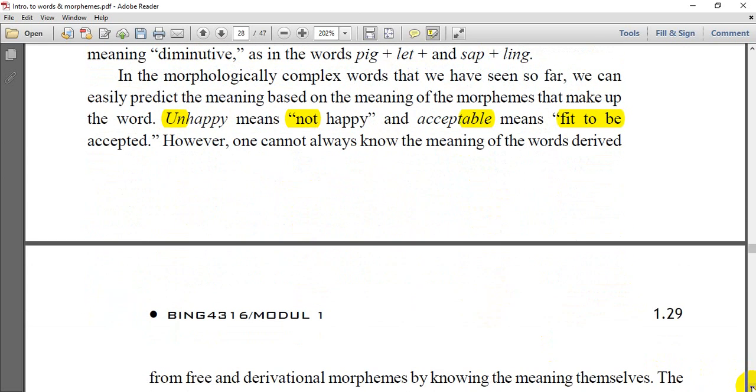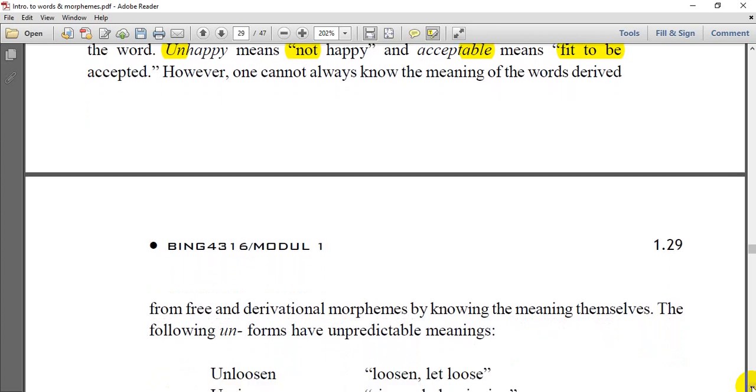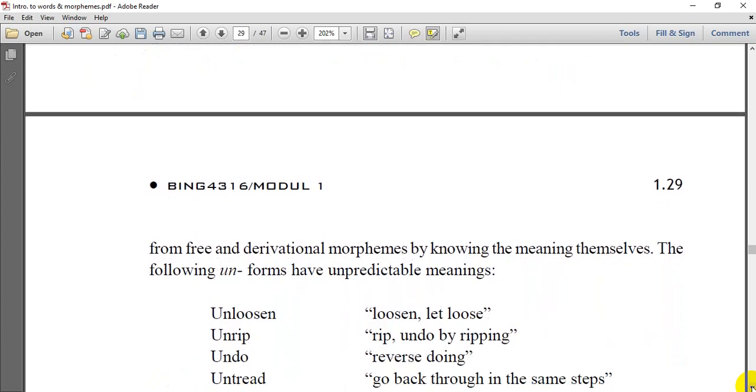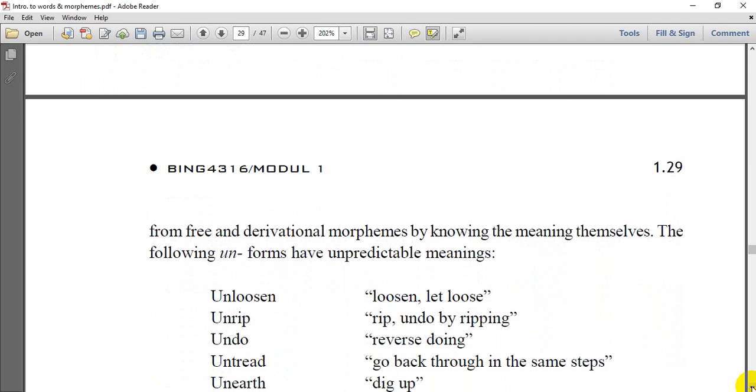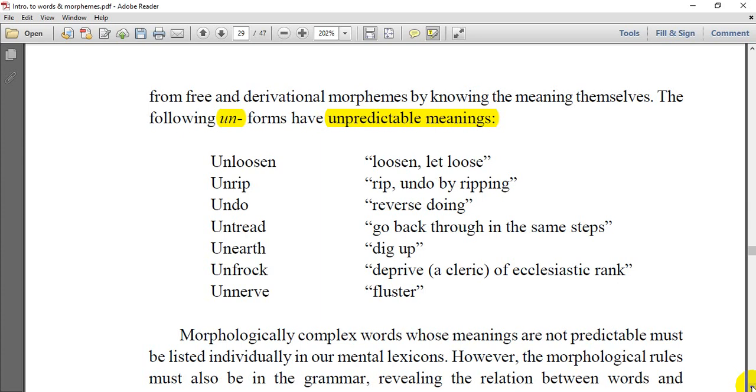We can't always know the meaning of words derived from free and derivational morphemes by knowing the meaning of the morphemes themselves. For example, the following forms have unpredictable meanings. Unpredictable means that not all the time can we predict the meaning of these derivational morphemes. For example, unloosen from loosen means let loose; unwrap from rip; undo means reverse the doing; untreat means go back through the same steps; unearth means dig up.